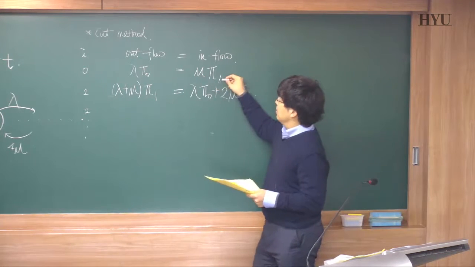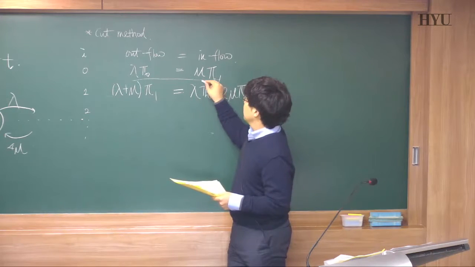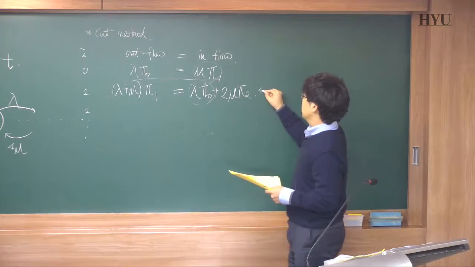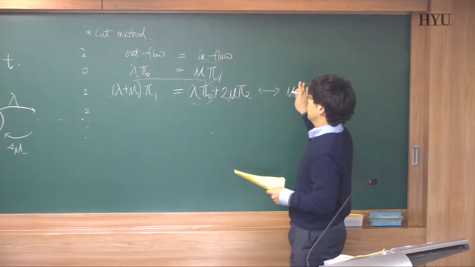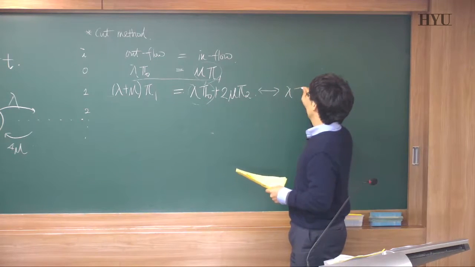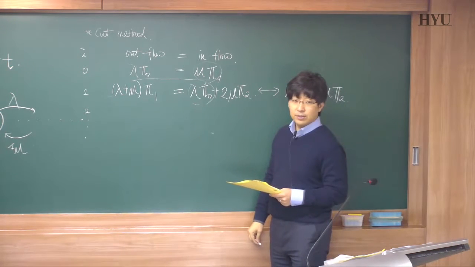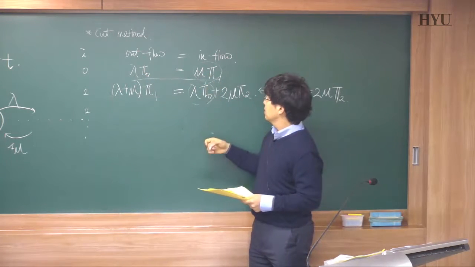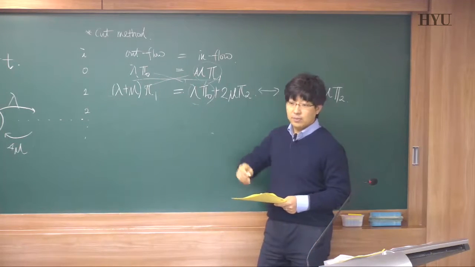And then when we substitute this into this, we can simply get lambda times pi 1 equals 2 mu pi 2. Okay. We can just subtract left hand side and right hand side. This one, they are the same. Okay, cancel out.